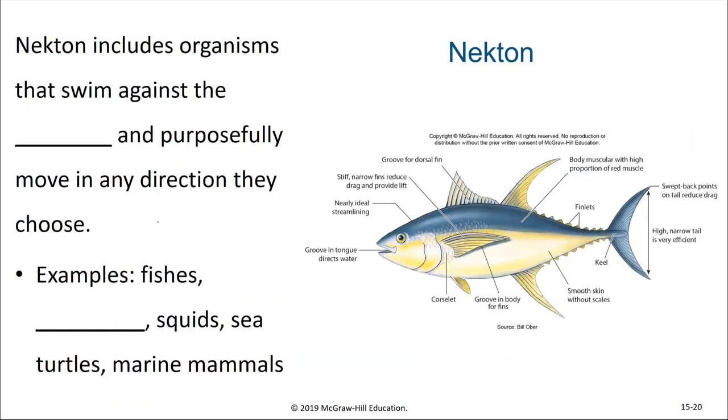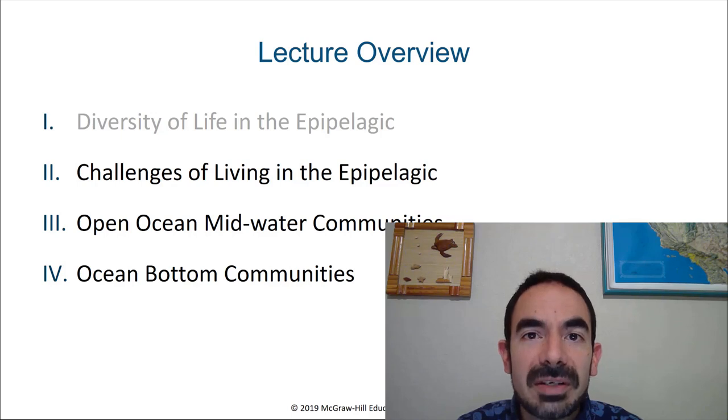The epipelagic is not just home to plankton. There are nekton as well. The nekton include organisms that swim against the currents and purposefully move in any direction they choose. These include fishes, penguins, squids, sea turtles, and marine mammals. And that completes our discussion of the diversity of life in the epipelagic.